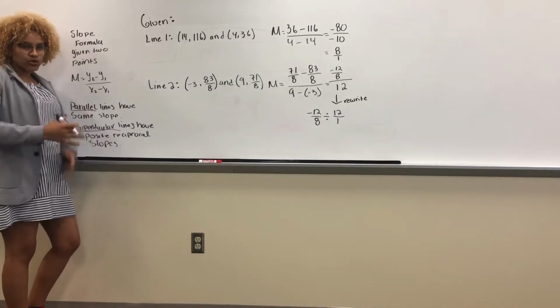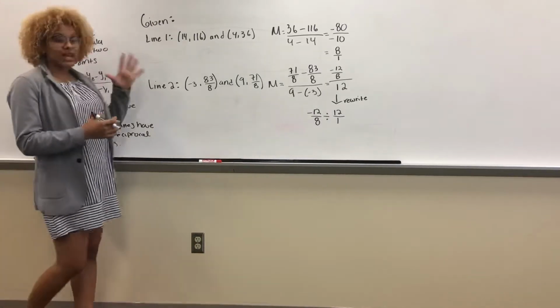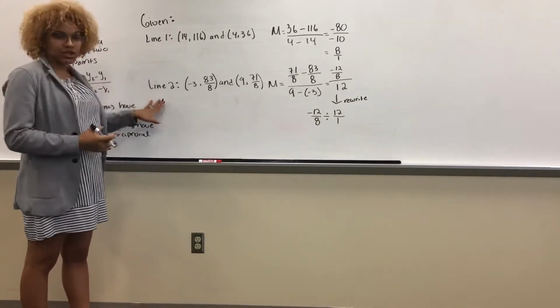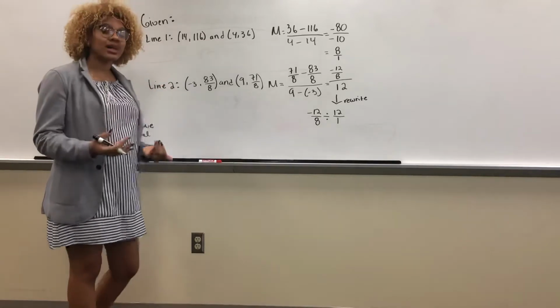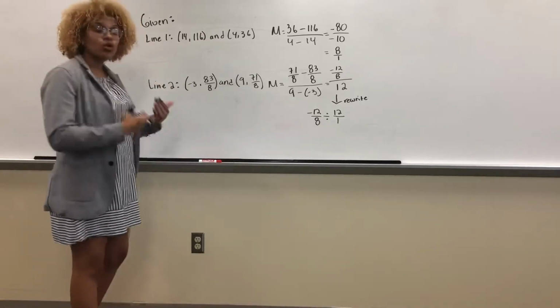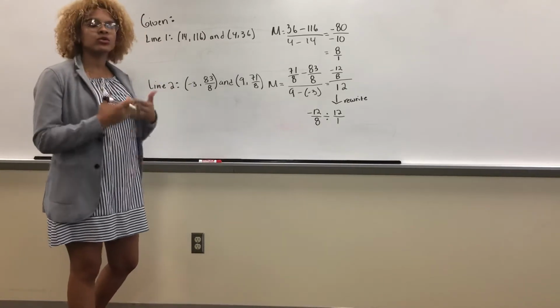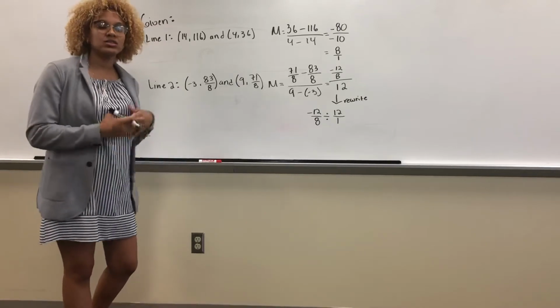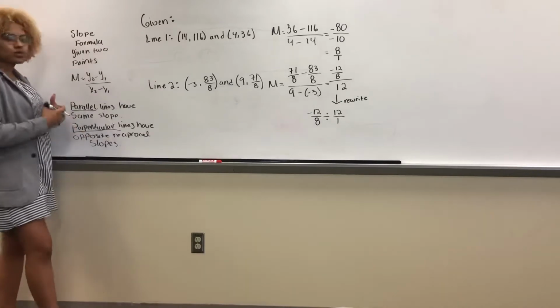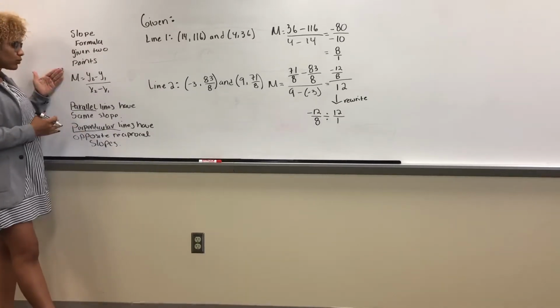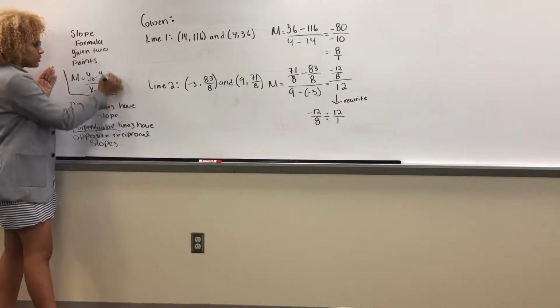In this example, you are given two lines, line 1 and line 2, and you are being asked to determine whether the lines are parallel or perpendicular. Now, in order for you to do that, you need to find the slope of each line. Remember, if you are trying to find the slope given 2 points, this is the formula that you want to use.